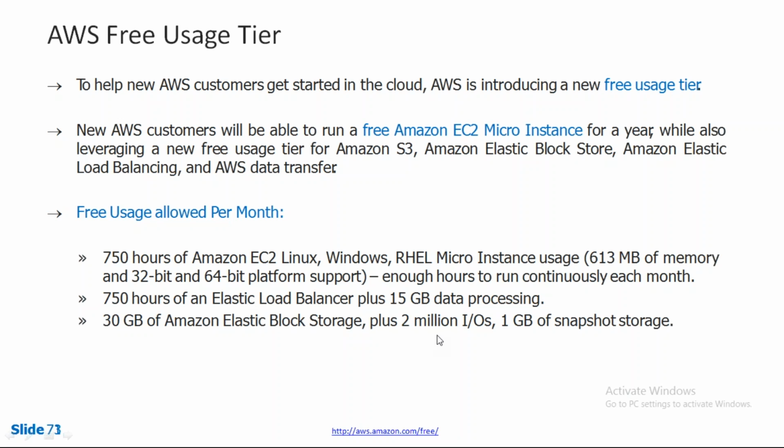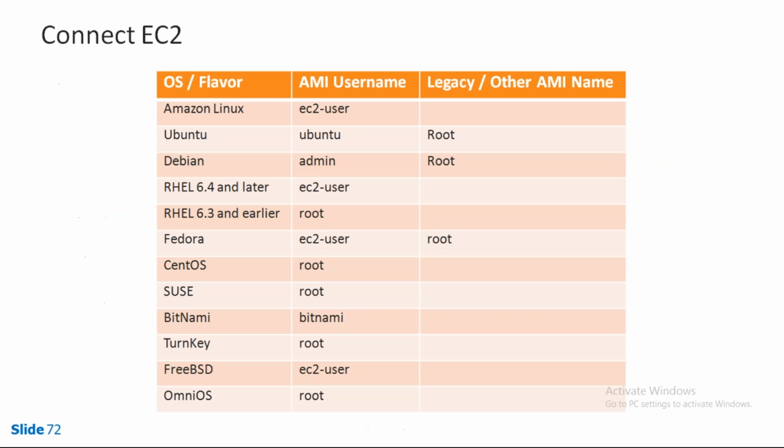Plus 2 million IOPS free for your free usage. Then 1 gigabyte of snapshot storage. So this is the limit. Okay, you can always check that on the AWS site.